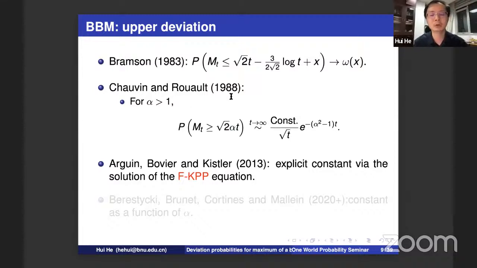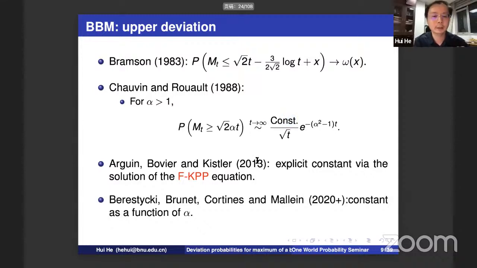In Chauvin and Rouault's work, they only show that there is a constant. And in Arguin, Bovier, and Kistler's work, they give an explicit form, and they know that this constant depends on α. And later, Berestycki, Brunet, Cortines, and Mallein further studied this constant, and gave another representation of this constant as a function of α via some probabilities, okay? Since René and Bastien are in the audience, you may ask them for the details.